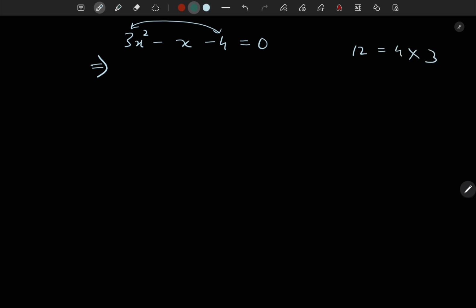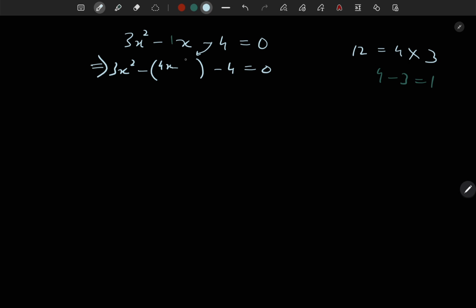And if you look at the middle number, it's 1x. And we know 4 minus 3 makes 1. And why are we subtracting? Because the last number is minus. Plus into minus is minus. So we have 3x squared minus 1x. So this minus 1x will be split into two numbers, minus 4 equals to 0. And since the last sign is minus, we'll put a minus sign here.